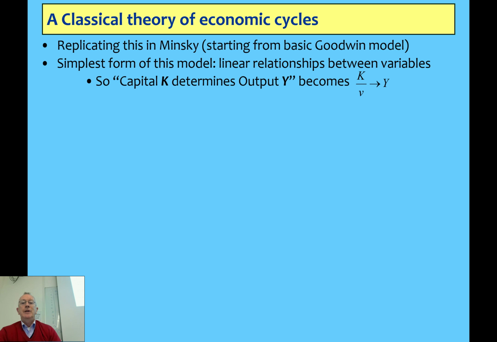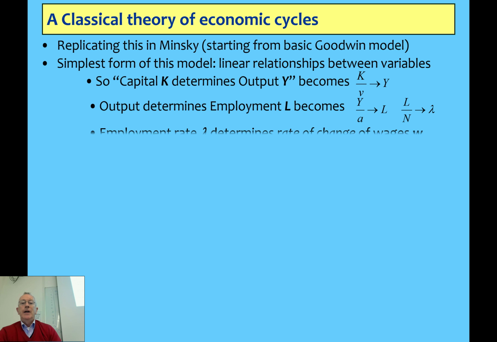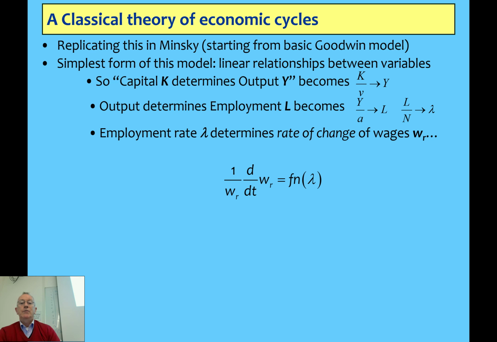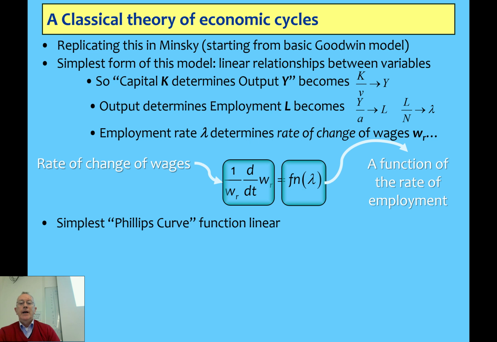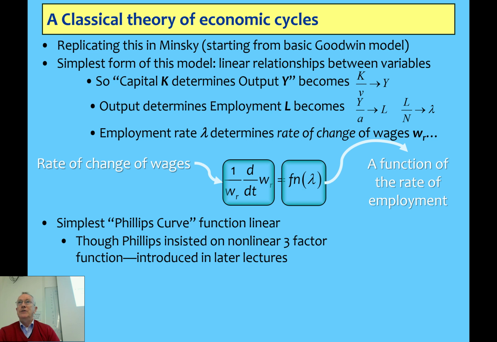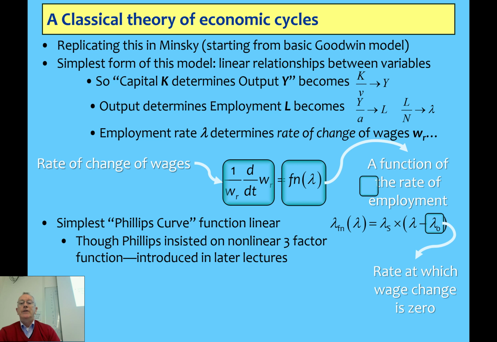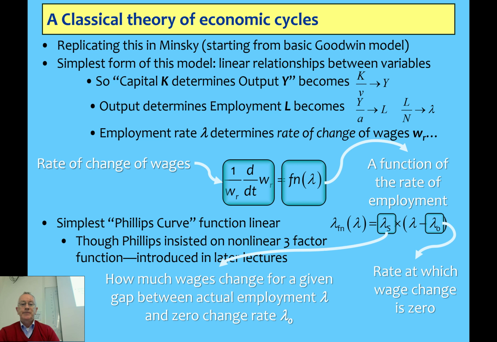So what you get out of that, and you put it together in Minsky, I'm going to have capital determining output, so that's a simple accelerator relationship. Output determining employment, so I've got A as labour productivity. Employment rate determining the rate of change of wages, so that's the Phillips curve type relationship, rate of change of wages being a function of the employment rate. And using a linear one, Phillips insisted on a non-linear, and he's right, and he had three factors, not one, which I talk about in my lectures at Kingston. But that's the linear equation I'll use here. That's a level at which no change in employment wages occur, and that's the slope of the change function.